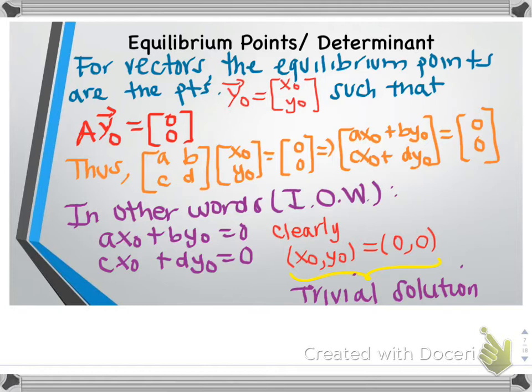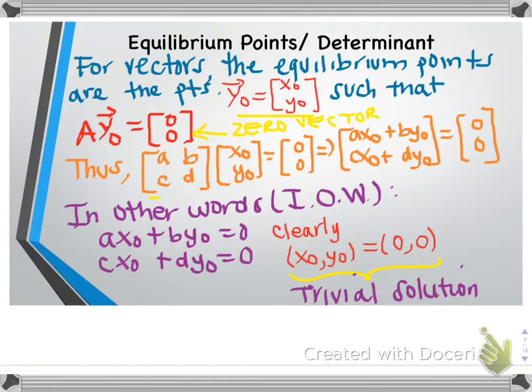All right, so now let's bring back our equilibrium points that we constantly discuss. For vectors, the equilibrium points are the points, say y sub naught equals x sub naught, y sub naught, such that A times y sub naught equals 0, 0, and we call this the zero vector. If you were in, let's say, a 3 by 3 space, the zero vector would be 0, 0, 0. So it depends on what dimension you're in, and this is a zero vector for a 2-dimensional space.